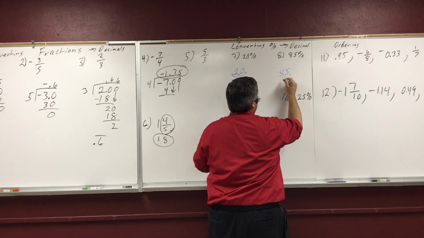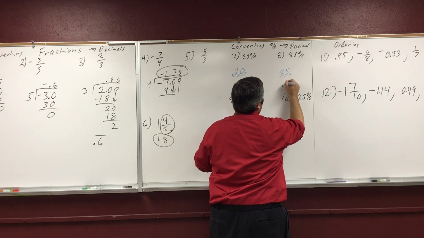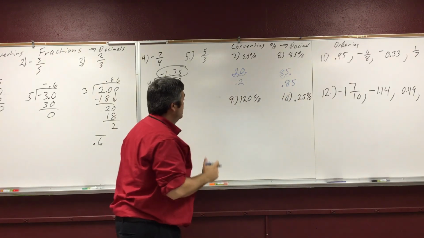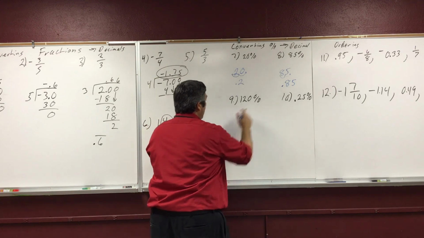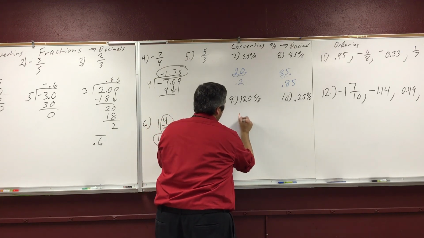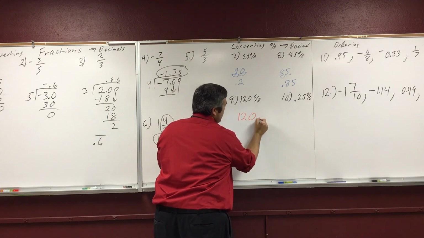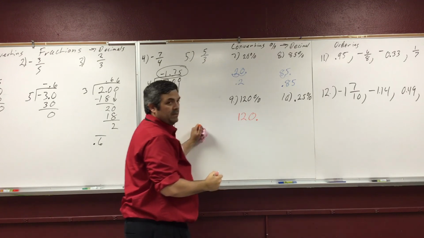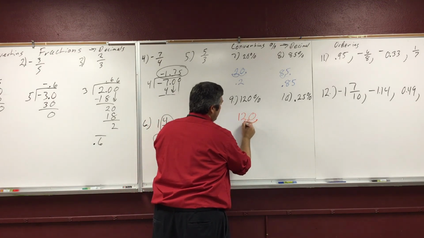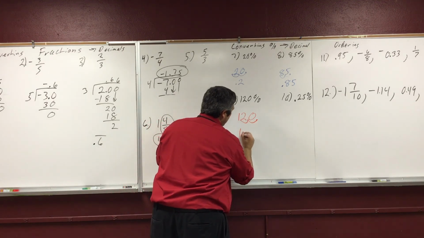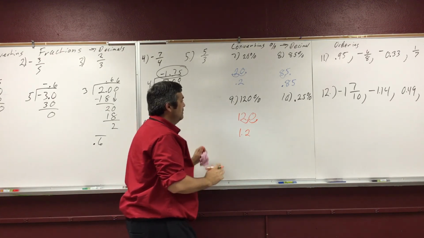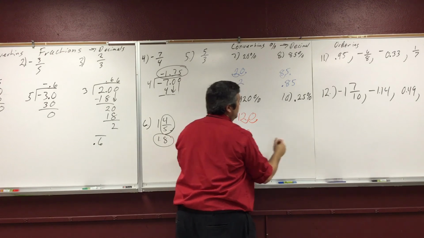You have 85%, here's your decimal, two spaces to the left. 1, 2. 0.85. Again, this should be reviewed, but still, you should know that. All right, 120%. You have 120, here's your decimal, right where it's been. 2 spaces to the left. 1, 2. 1.2. Very simple.